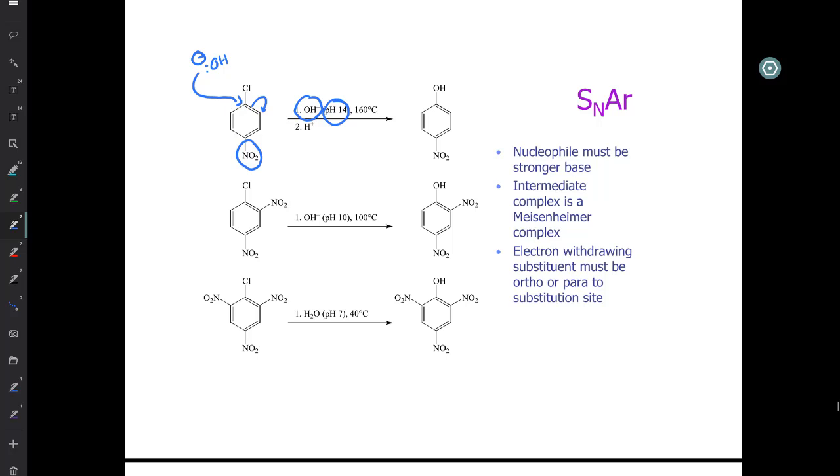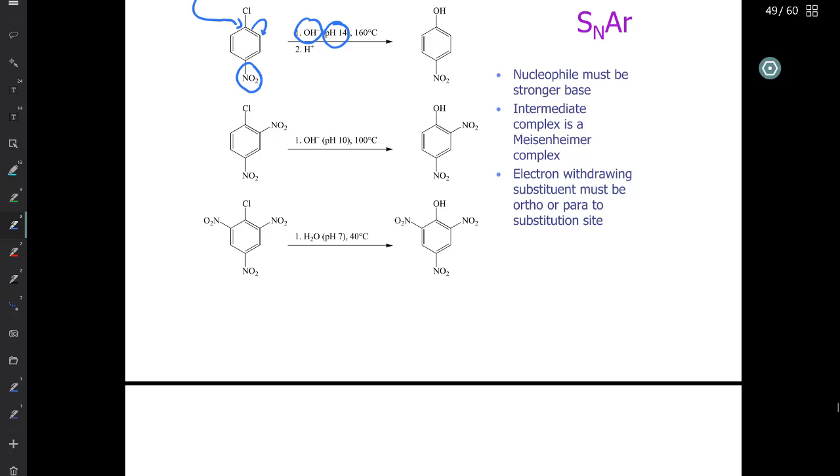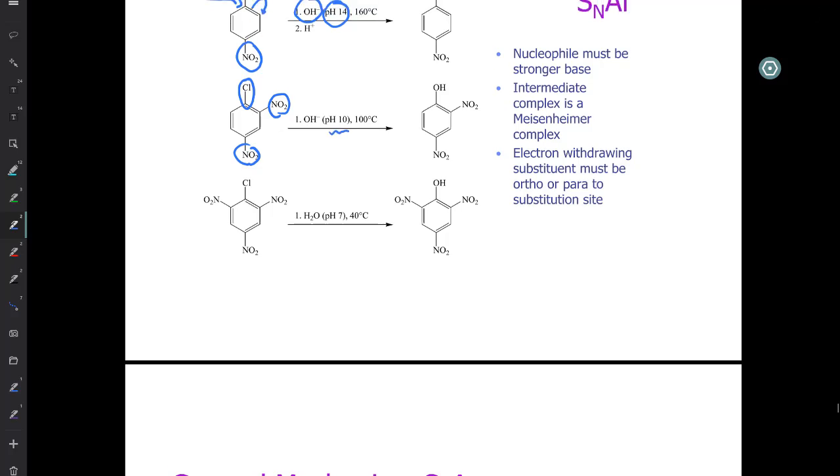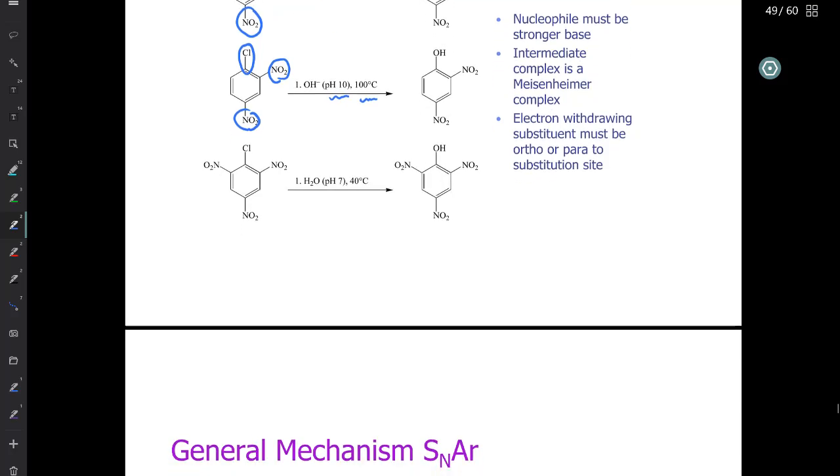Now, if you add two electron withdrawing groups, and notice the relative position, the NO2 groups are ortho para to the group to be substituted, the leaving group. If you have two strong electron withdrawing groups, the electron density is low enough on the leaving group site that you can run this at pH 10. Now think about what that means. That's 4 orders of magnitude lower concentration and a lower temperature as well, and you still get a reasonable reaction rate.